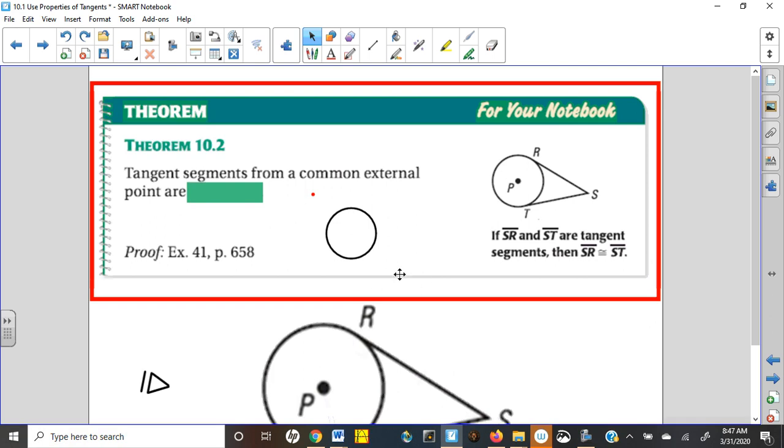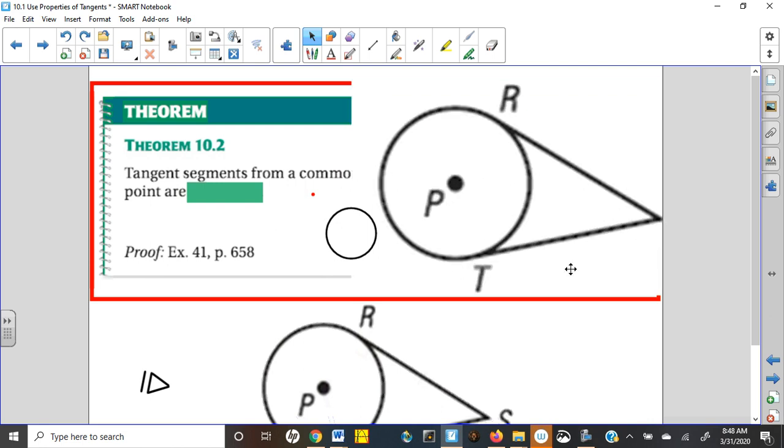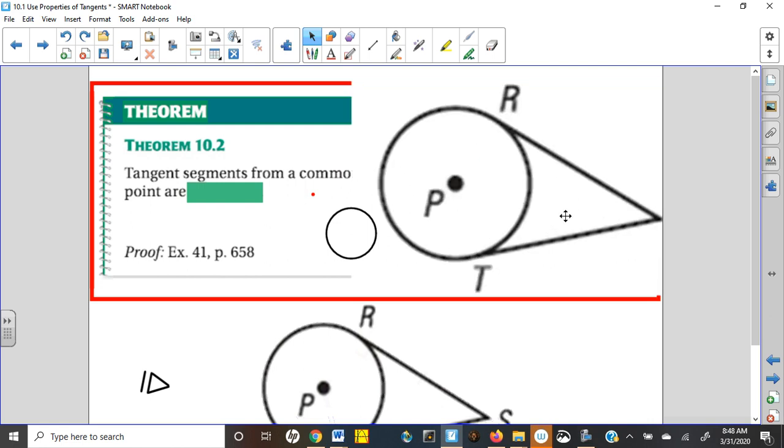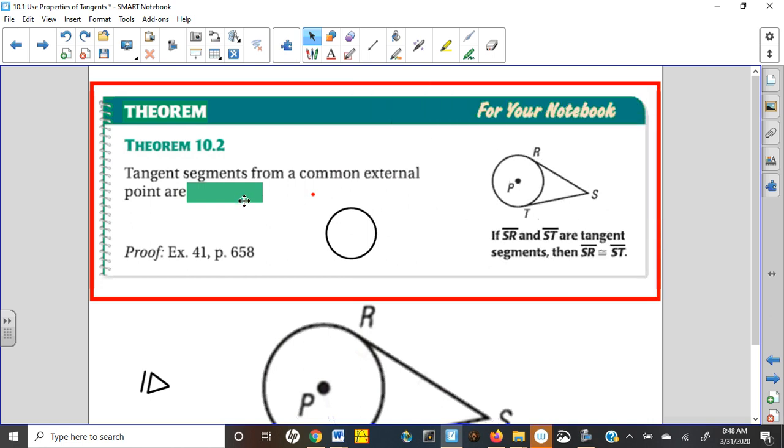A little more straightforward than the last one. Tangent segments from a common external point are what? So here I have point S external. I've got a tangent to a point R and a point T. What do you think about those two pieces? And if you think that they're the same length, if you think they're congruent, you are absolutely correct.